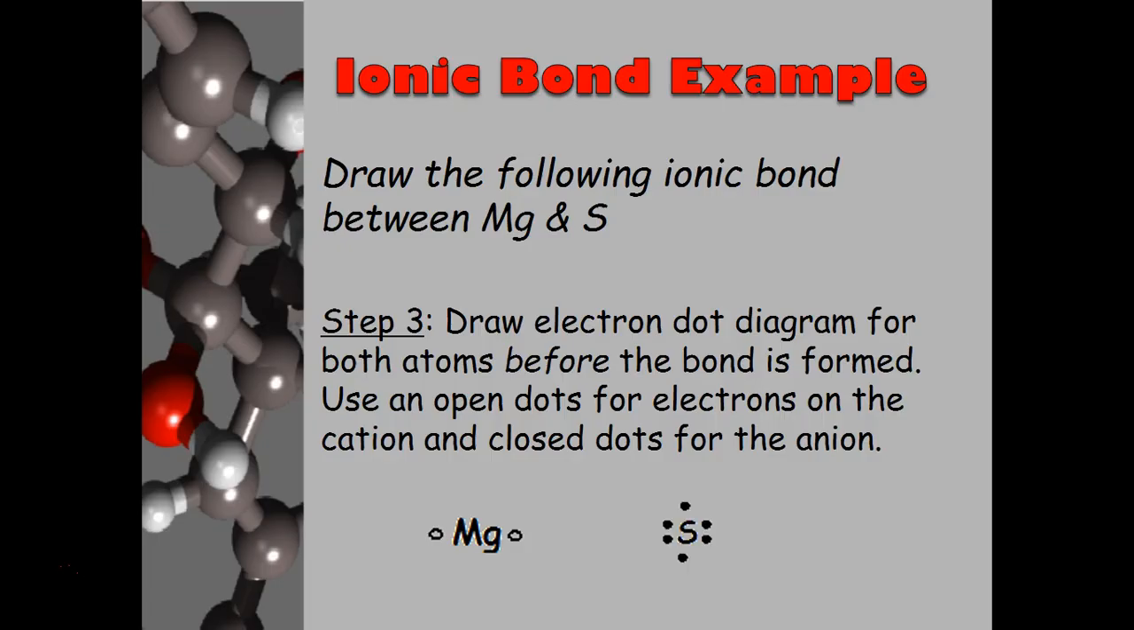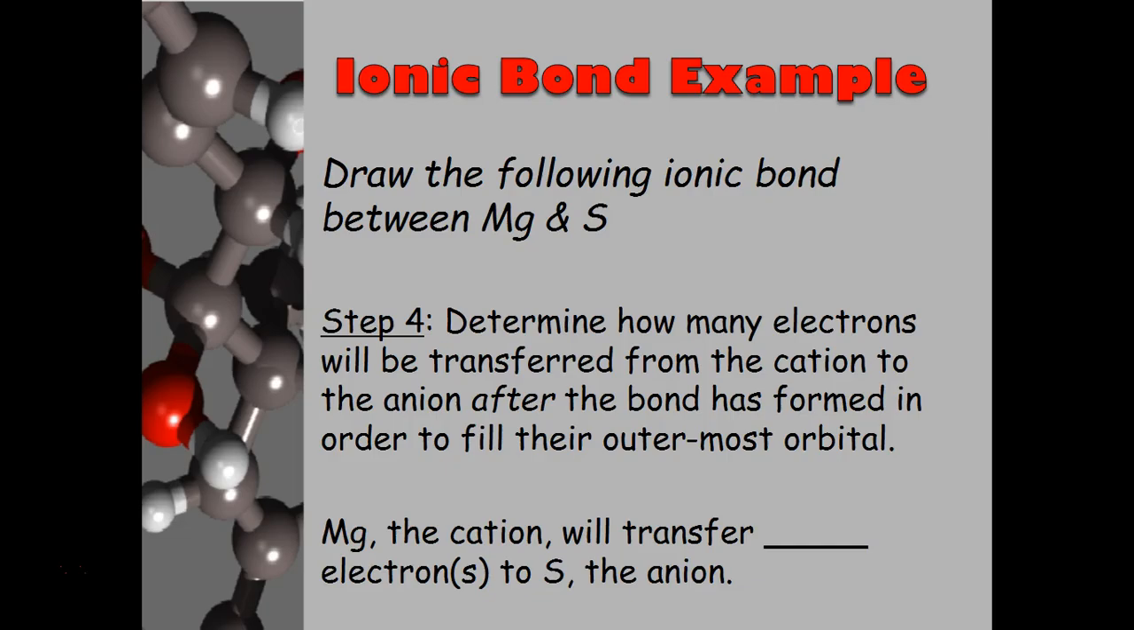Your anion, on the other hand, is going to look just like we were doing before. So magnesium's got 2 open circles because it's got 2 valence electrons before anything happens, and your sulfur has 6 closed dots, 6 valence electrons. Now I've got to determine how many electrons are going to transfer from one atom to the next. So magnesium is my cation. It needs to get rid of 2 electrons. My sulfur is my anion. It needs to gain 2, and so in this case there's going to be a net transfer of 2 electrons going from magnesium to that sulfur.